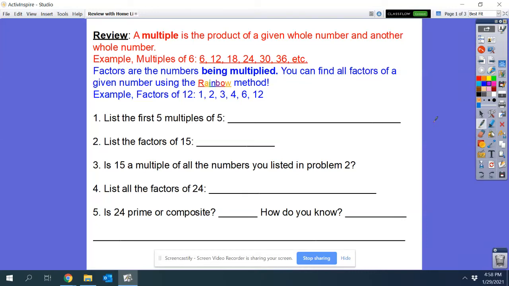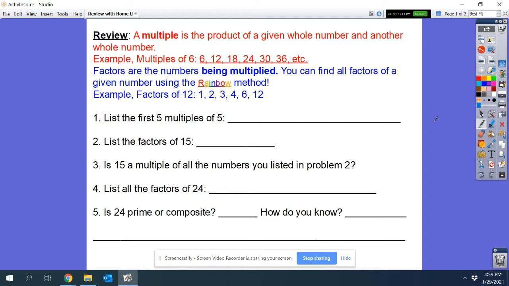Hello, mathematicians. Let's review two very important terms, multiples and factors. It's easy to get these two terms confused, but as thoughtful, careful mathematicians, I have no doubt you will master these definitions. So remember, a multiple, say it with me, a multiple is the product of a given whole number and another whole number.